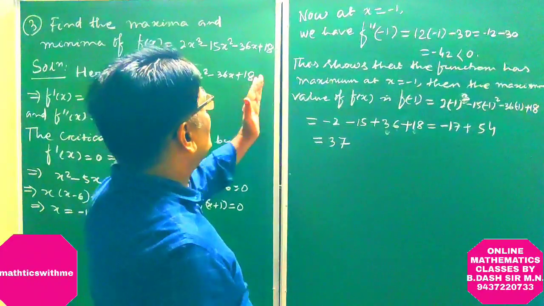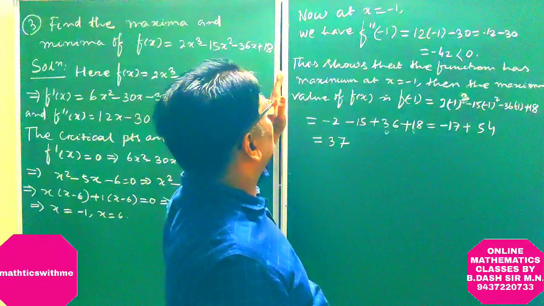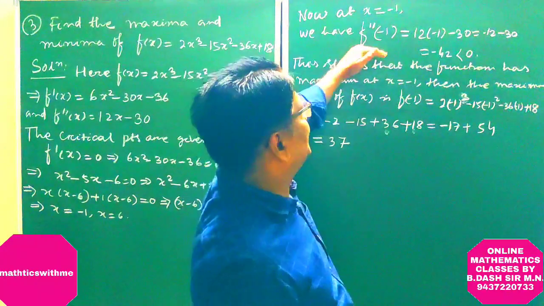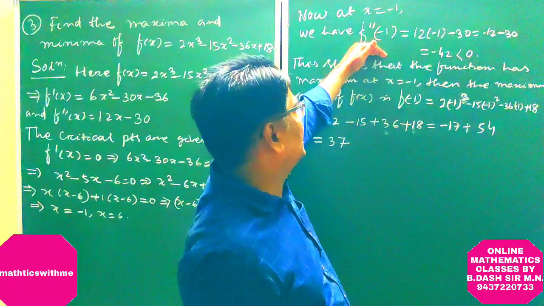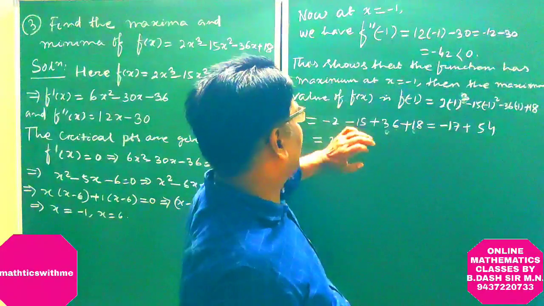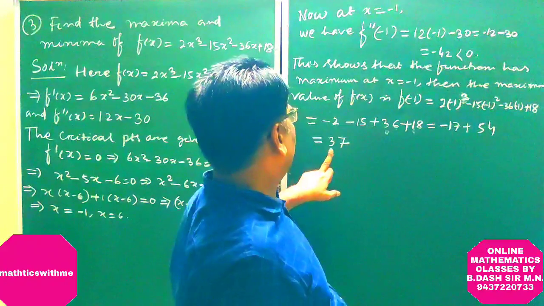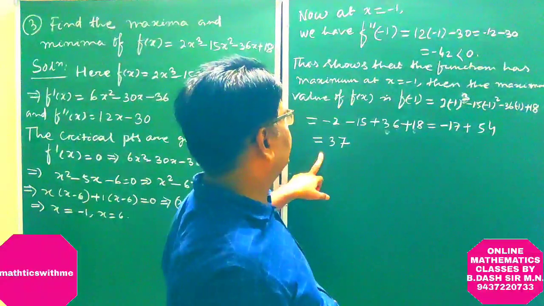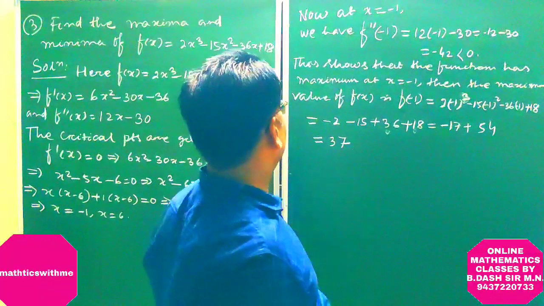37. So, at x is equal to minus 1, we get f double dash of minus 1 is minus 42 less than 0. Function has maximum at x is equal to minus 1, and the maximum value of the function is f of minus 1, which is equal to 37.